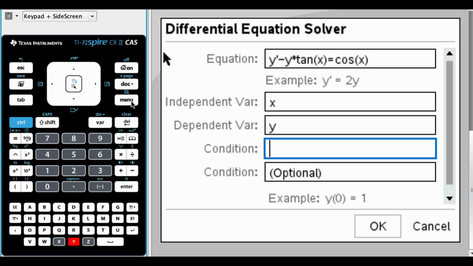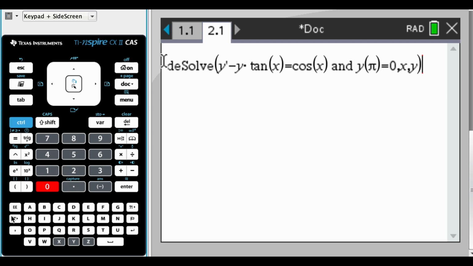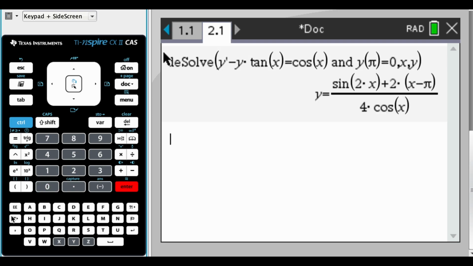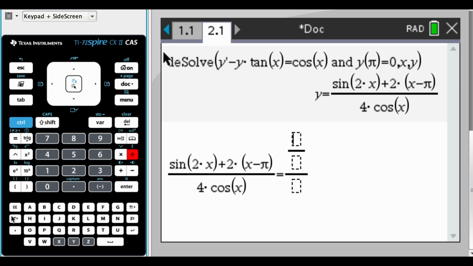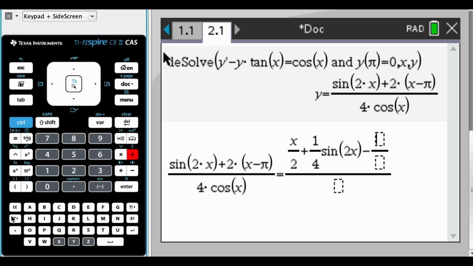X is independent, y is dependent. For this particular problem, y of pi is equal to 0. Press enter, and it solves it for us. Now the question becomes, is this the same as what I got when I solved it? This won't always work because of domain-based issues, but I'm going to type in what I have: x over 2 plus 1/4 sine of 2x minus pi over 2, all over cosine of x.